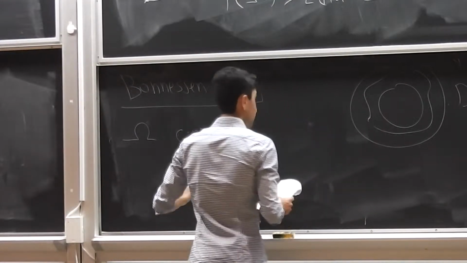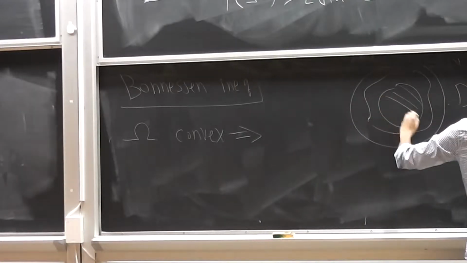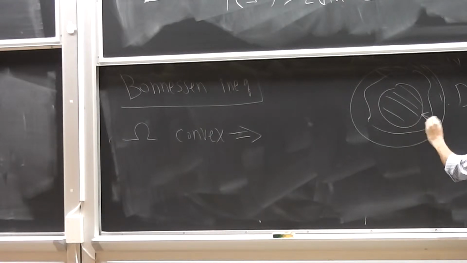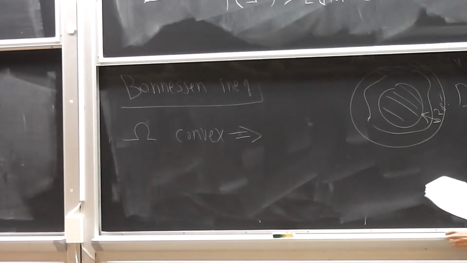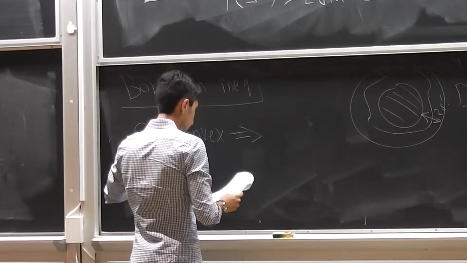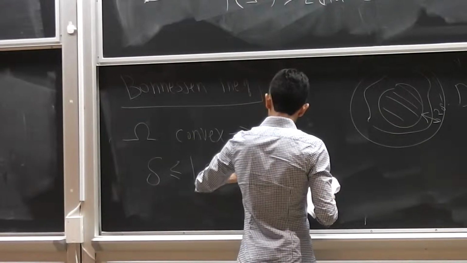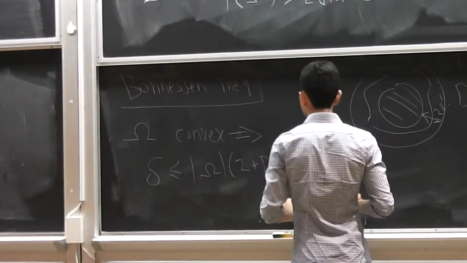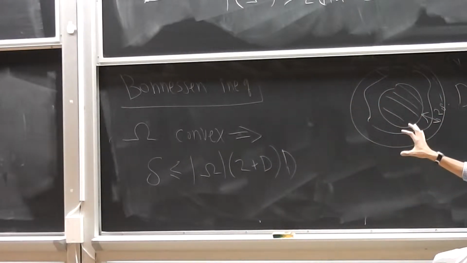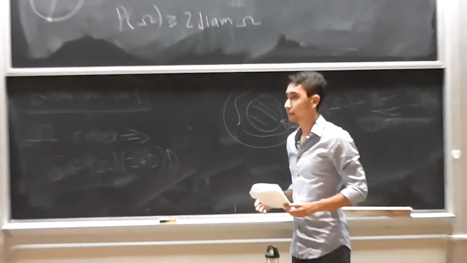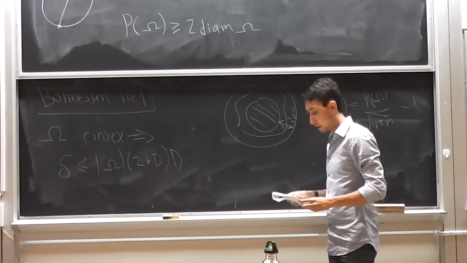Okay, so if you have omega convex, then you have that it lies in some annulus where the width of the annulus is 2 delta. And delta is small in this sense. So delta is going to be less than or equal to the area times 2 plus the isoperimetric deficit. What is that? So intuitively, this is basically saying that if your perimeter is close to that of a ball, then the boundary doesn't wander too much from this annulus. And this is for convex sets.